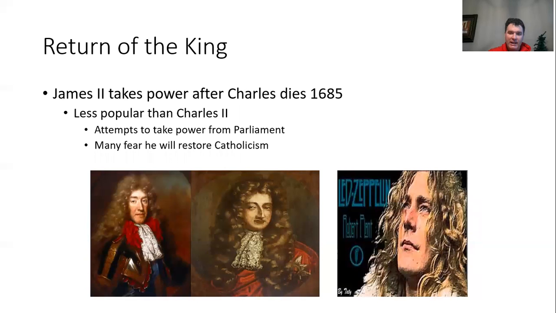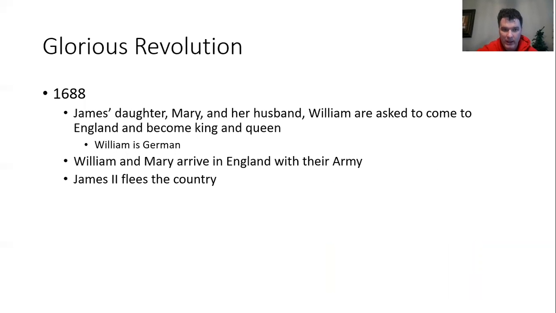And so in 1688, a couple of years into his reign, England reaches out to Charles II's daughter, and her name is Mary. And Mary is married to William of Orange, who is a mid-level German duke. And they ask William and Mary to come over to England and be king and queen of England. Which is a huge step up from being a mid-level duke and duchess in Germany.